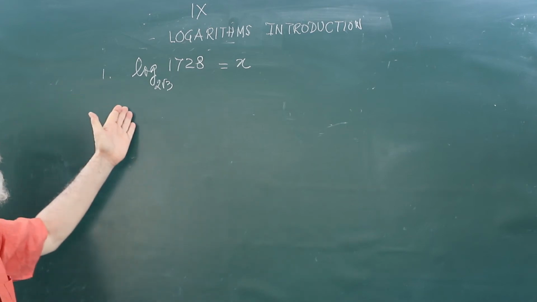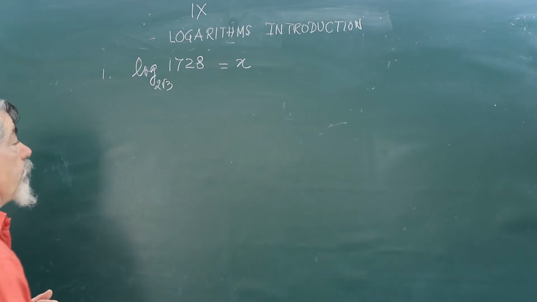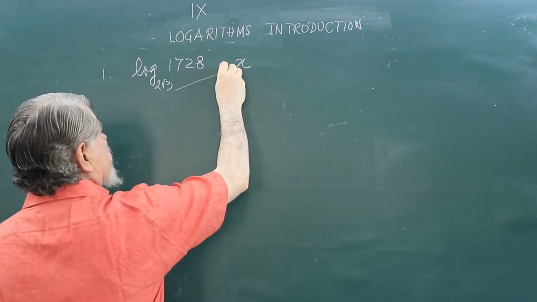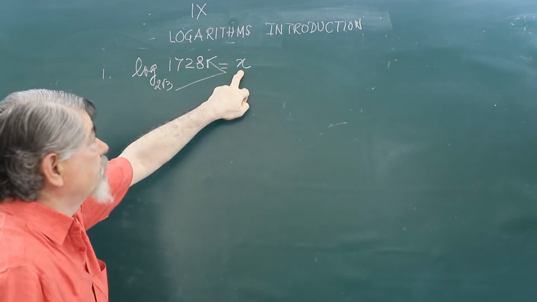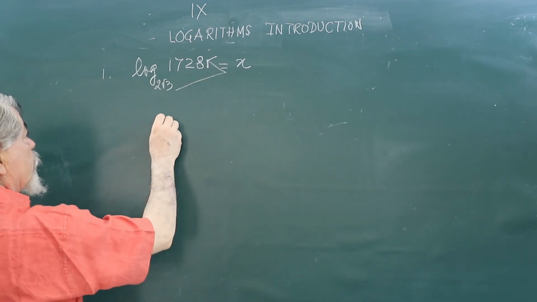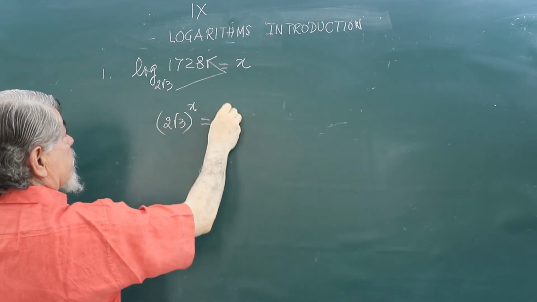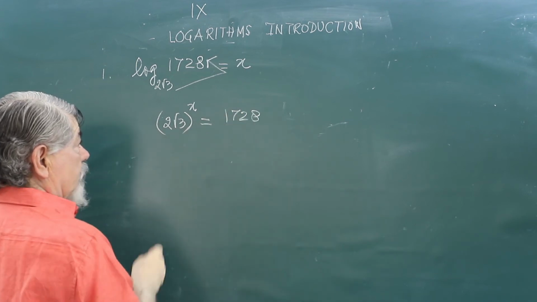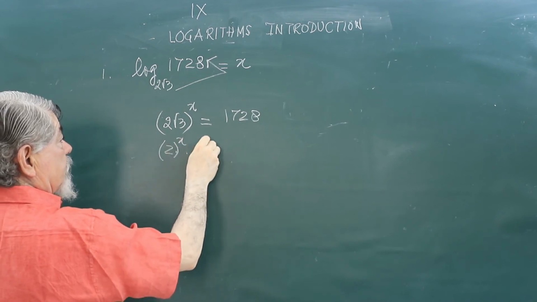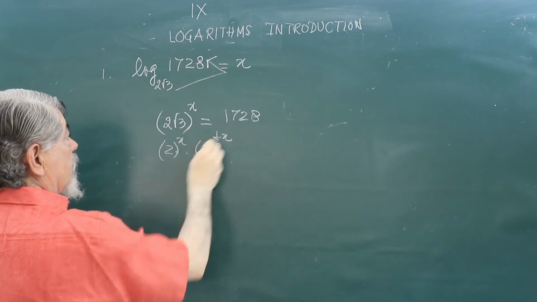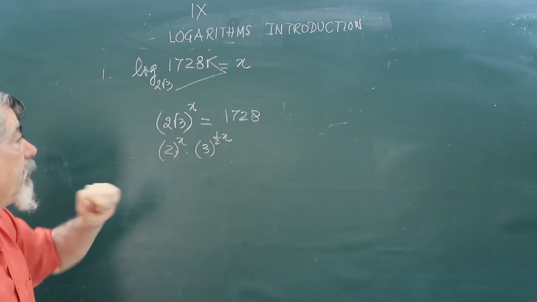So I have to convert logarithmic form to index form to get the value of x. And we told you how we get the index form. We go from here to here. The base is raised to the power x to get this number. The base, 2 root 3, has been raised to the power x to get 1728. So it is 2 to the power x, and 3 to the power half x, because it is root 3.